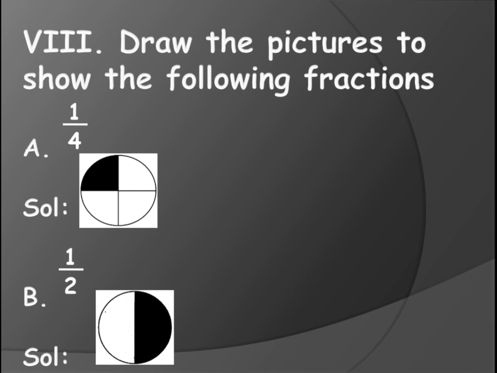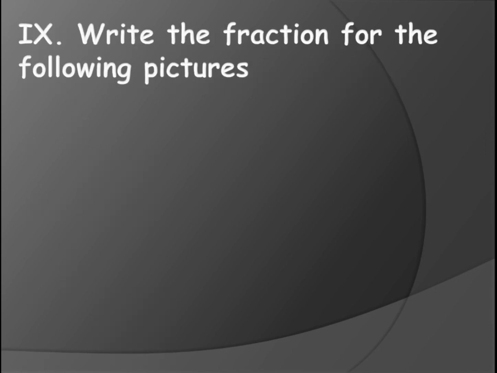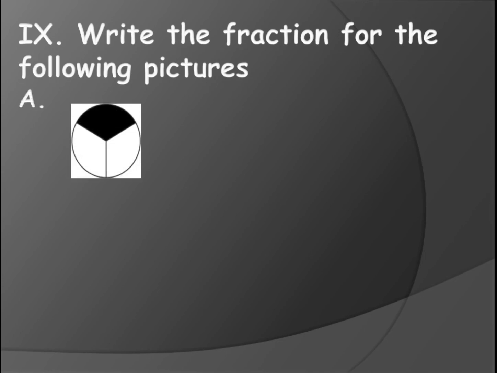Now let's see how to write the fraction for given pictures. Okay, so here is your picture. There is a circle which is divided into 3 equal parts, isn't it? 1, 2, 3. That means the denominator is 3. How many parts are colored? One part is colored. So 1 by 3 is your fraction. So you will write 1 by 3.